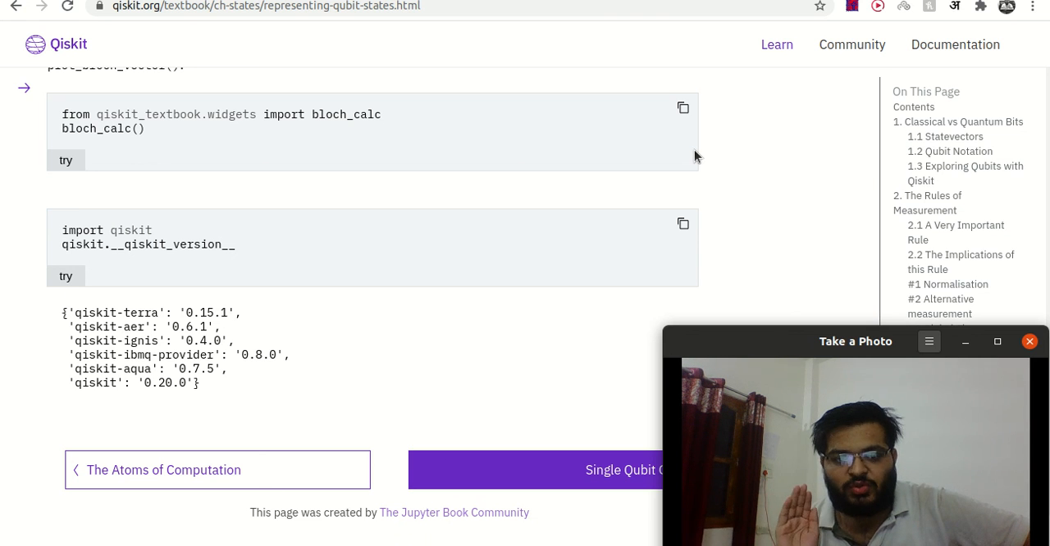Okay, so we'll continue. Now we'll see some single qubit gates and how they operate on it. Just be with me, and I hope we'll get a good understanding of it.